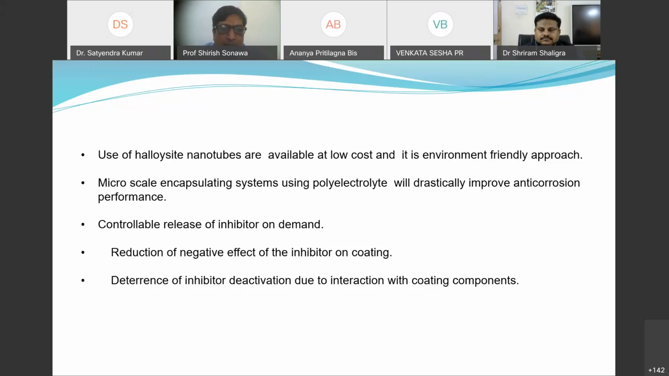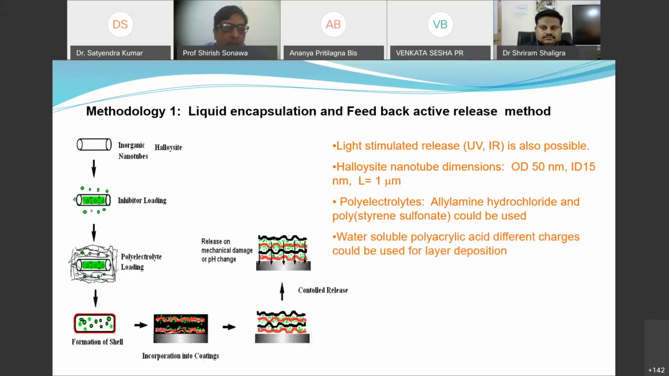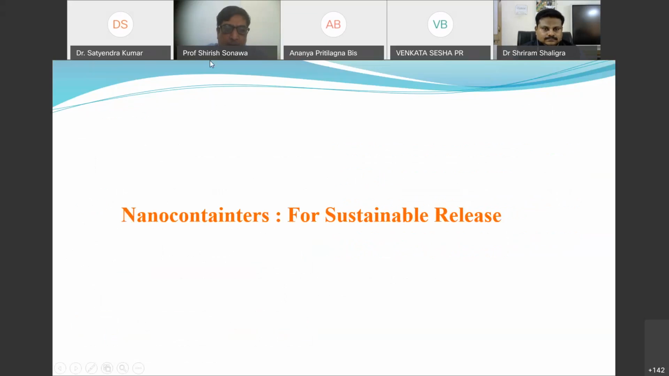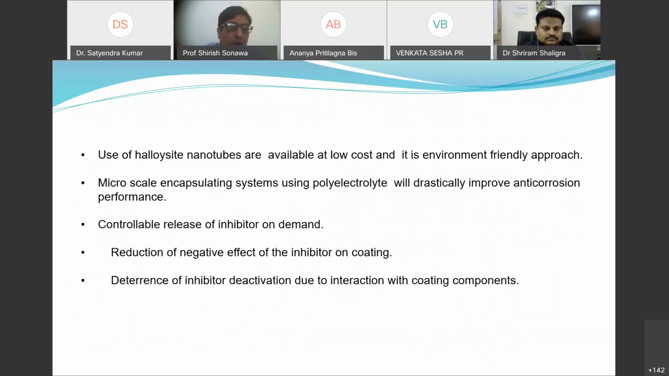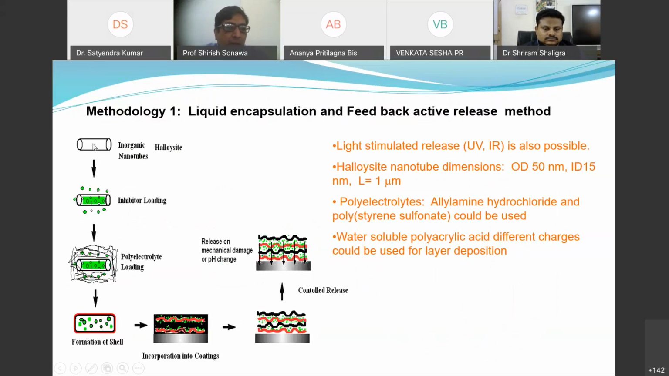So there are a number of applications. I will just show you how this methodology is prepared. These are the inorganic nanotubes in which the inhibitor is loaded. Surrounding that, you can have the assembly of a polyelectrolyte. When the pH is going to change, at that time the release is going to happen, and this is very interesting when you are using the corrosion inhibition coating. As your pH changes, the release is going to happen onto the surface.